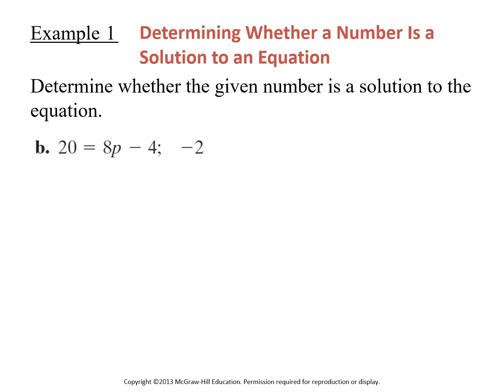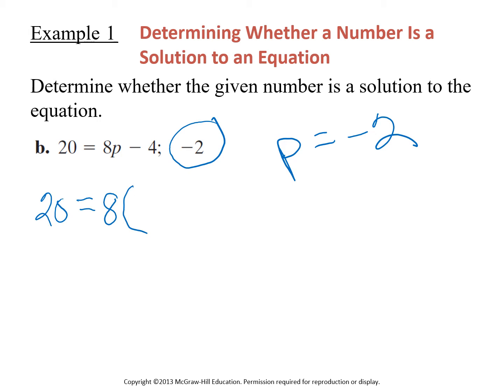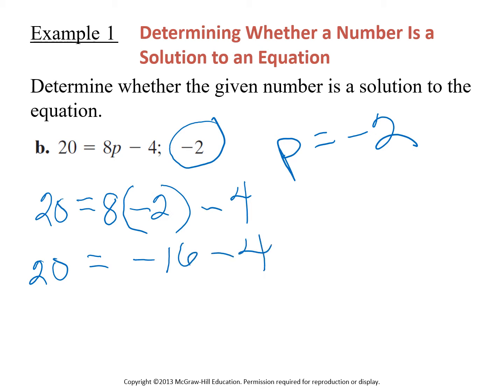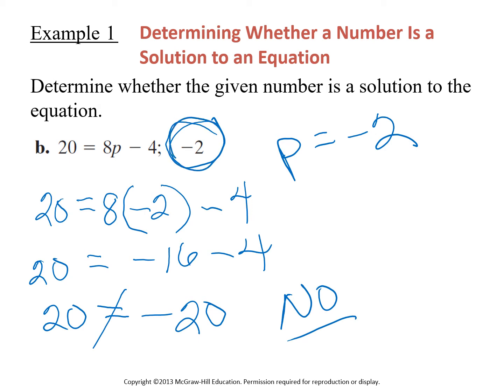And yes or no, determine whether this solution, p equals negative 2, does that satisfy the equation? So we have 20 equals 8p minus 4. Well, that's 20 equals 8 times p. So we're going to see if 8 times negative 2 minus 4 will satisfy this equation. So negative 16 minus 4 is negative 20. So 20 does not equal negative 20. So in fact, negative 2 was not the solution to this equation.